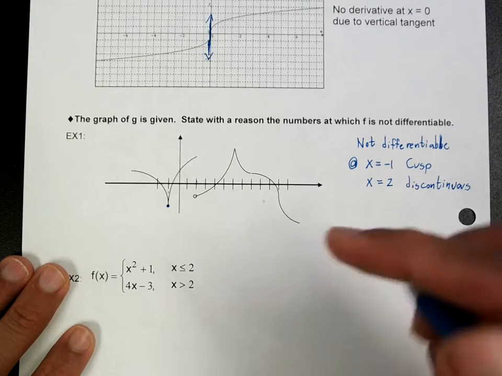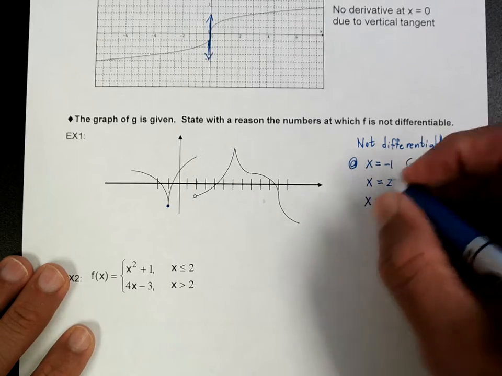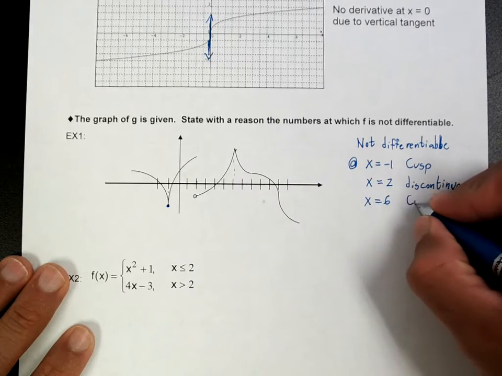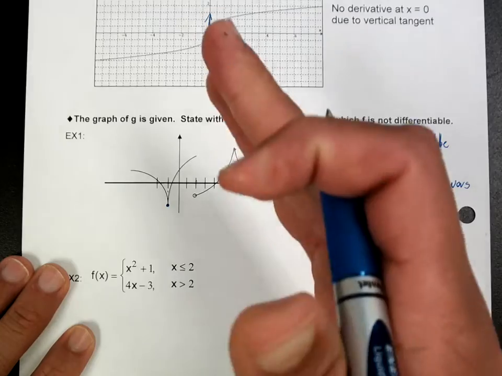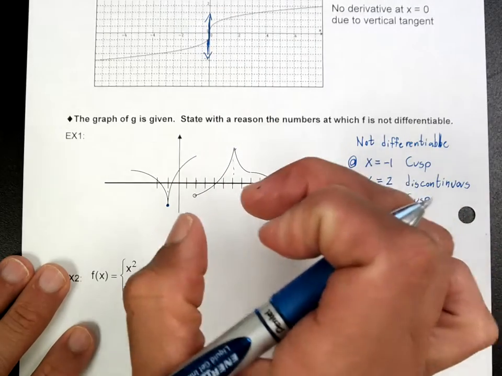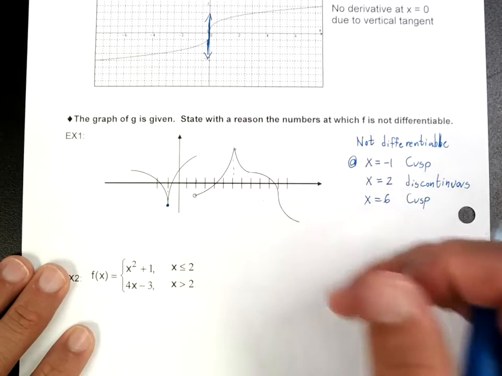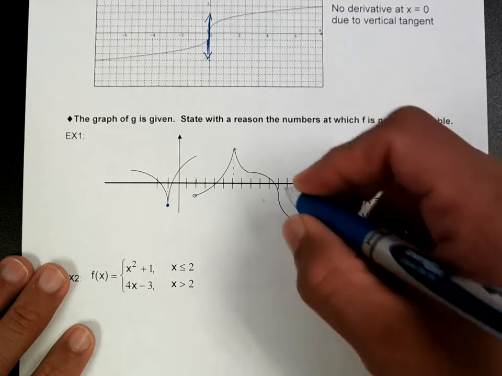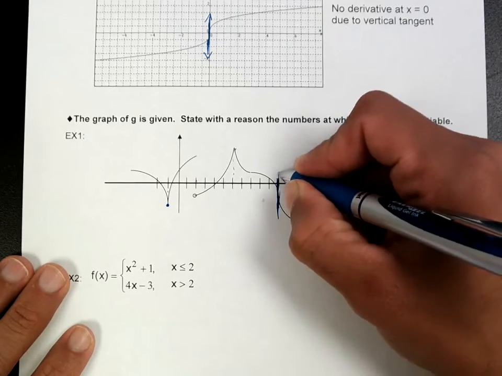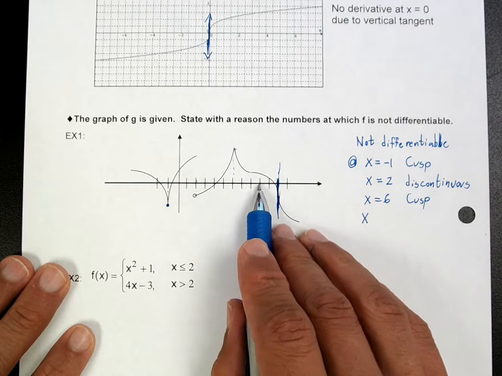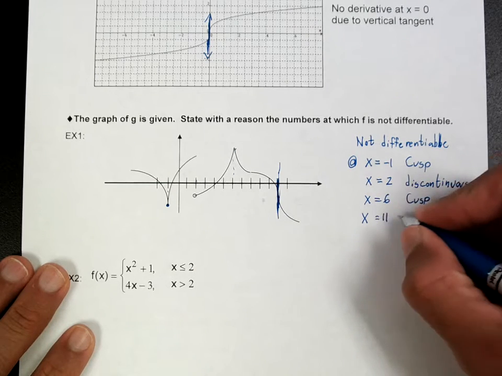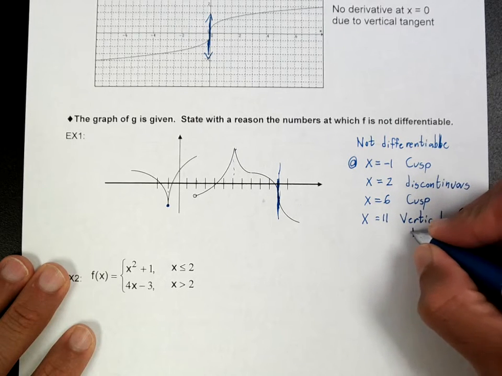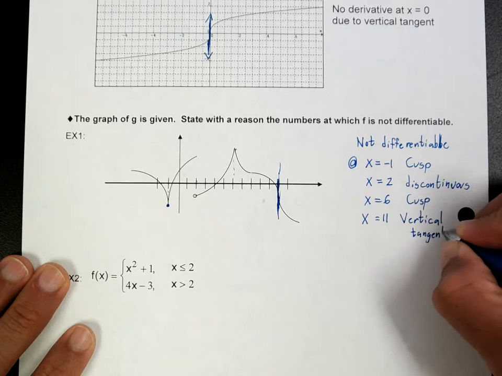At x equals 6, which is 2, 3, 4, 5, 6, right here, you also have a cusp. Notice that really sharp peak looking thing. That's the definition where you have two circles put together, which makes that sharp point appear. Finally, right here you have a vertical tangent line, located at 7, 8, 9, 10, 11. So at x equals 11 you have a vertical tangent, and if I have a vertical tangent, then it's not differentiable at that point.